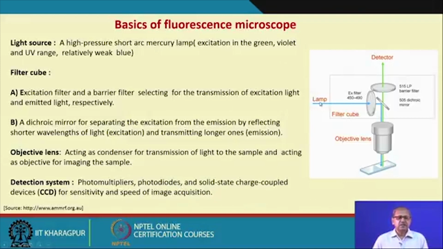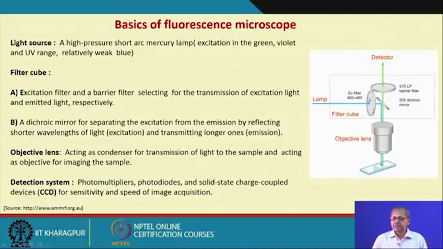This light source is a high pressure short arc mercury lamp. It gives the excitation in green, violet and UV range, relatively weak blue. Then comes the filter cube. The filter cube consists of the excitation filter, the dichroic mirror, and then a barrier filter.